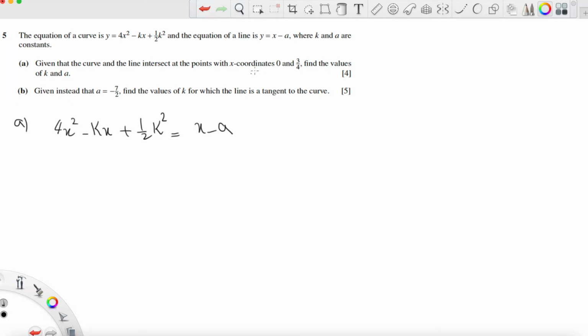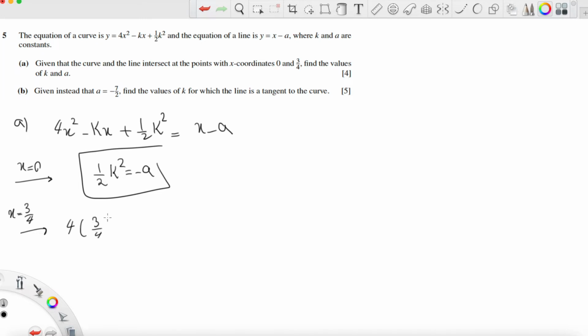So one of the points at which they intersect is 0. So it means that x equal to 0 satisfies this equation. If you replace x by 0, it will become half k squared is equal to negative a. One equation. Now the second point at which they intersect is x equal to 3 over 4. So I replace it, 4 times 9 over 16, minus k times 3 over 4, plus half k squared is equal to 3 over 4 minus a.